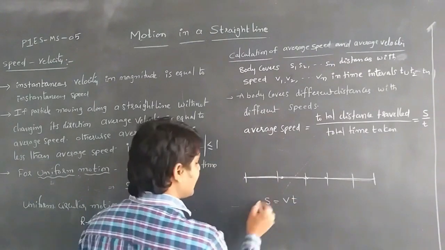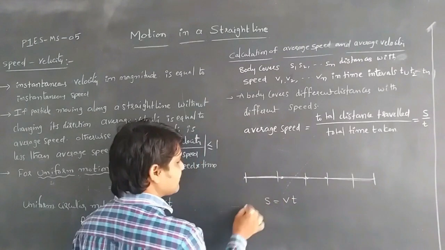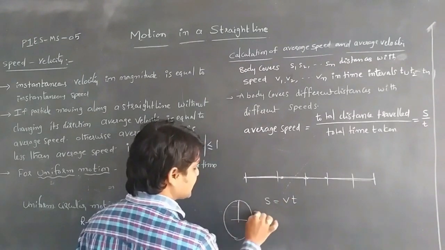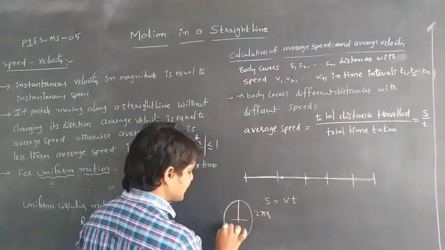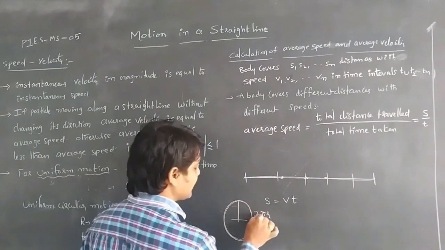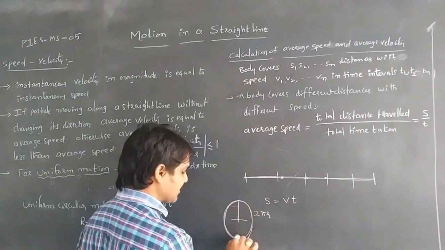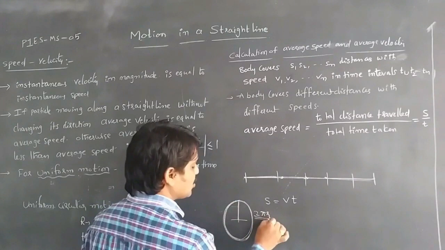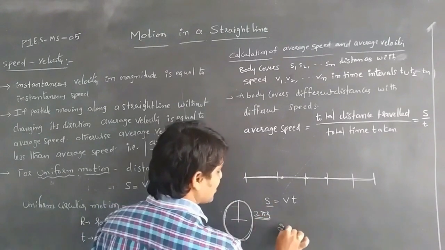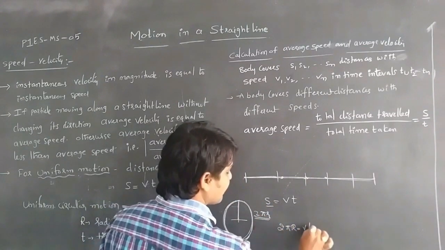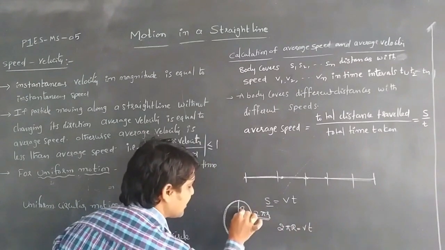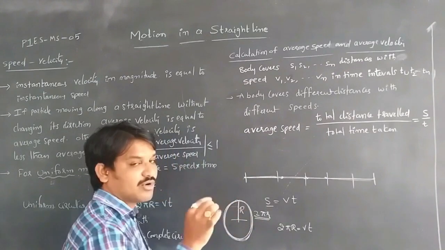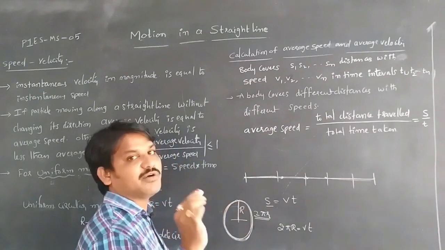For circular motion, when the body is moving along a circular path, the particle travels the circumference. In circular motion, the total distance which can be taken is 2 pi r. So the distance 2 pi r is equal to v into t, because r is the radius of the path travelled when the body is in uniform circular motion.